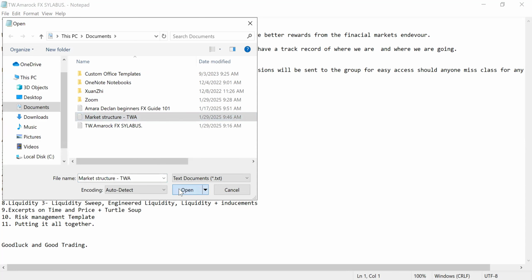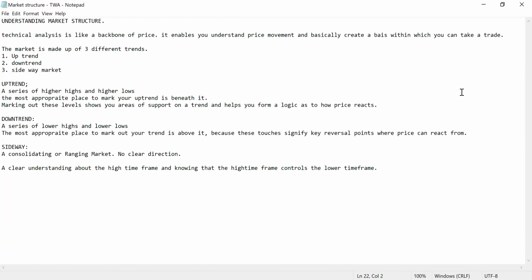Okay, when you mark out the former weekly high, former monthly high, former weekly low, all these things are important, because price will react from a former high/low level, especially if it's on a high time frame.